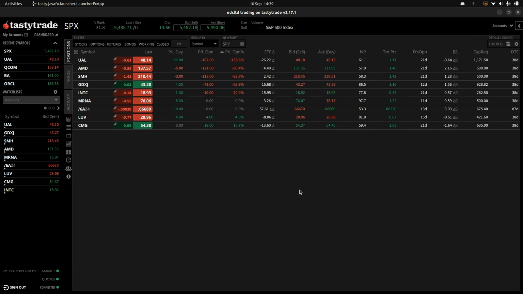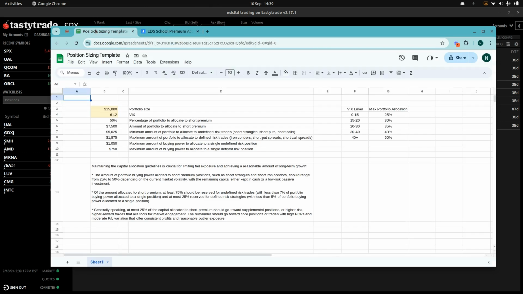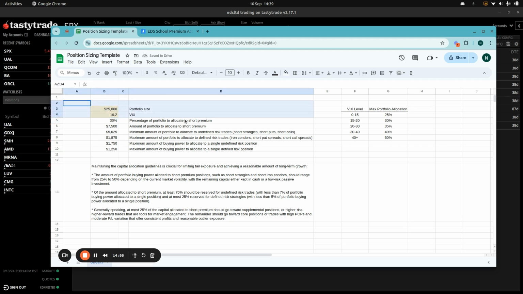The only other thing that you do need to make sure you remember to keep in check is your position sizing. So now that you know how to find positions, and what managing positions looks like a little bit, you need to make sure that the size of your positions are in check. We've got this position sizing template, and the way it works is you enter in the size of your portfolio, say 25,000, and then you enter in the VIX level. So let's say the current VIX level is at 19.2. Everything will then be calculated for you automatically. All you then need to do at this point is just use this information as the guideline for your portfolio.